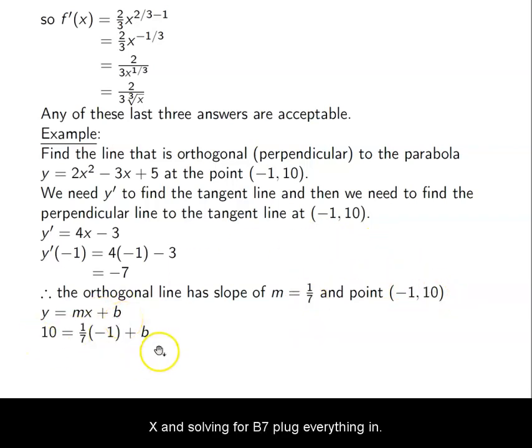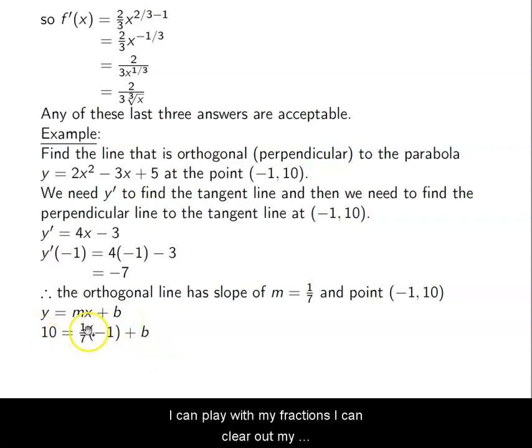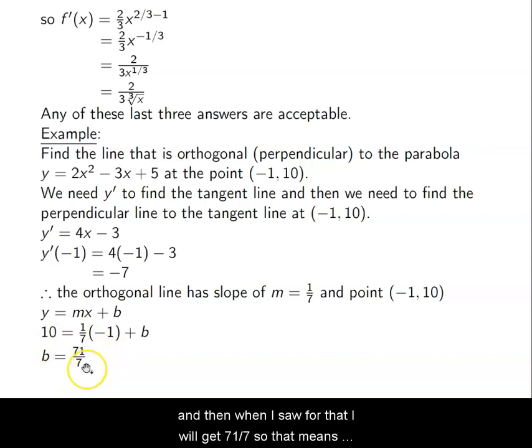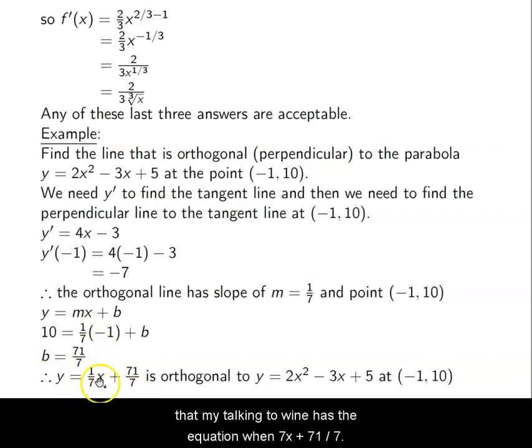So I'm going to plug everything in. I can play with my fractions, or I can clear out my denominators, which is what I prefer to do. So this will turn into 70, this will be a -1, and this will be 7b, okay? And then when I solve for that, I will get 71/7. So that means that my orthogonal line has the equation y = 1/7 x + 71/7, and this line is going to be orthogonal to this curve at that point.